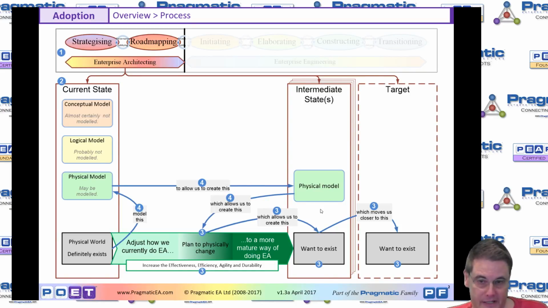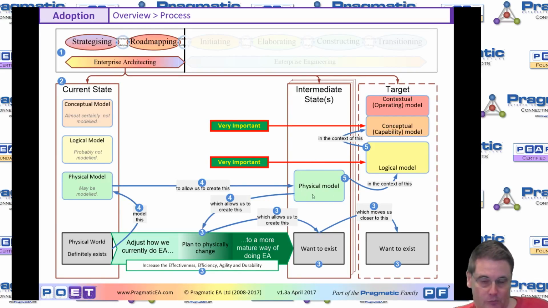Related to our intermediate state. Now, obviously, that physical model has to be done in the context of the physical model of how we currently do it. So if that's not modeled, we need to model physically how we currently do EA, so then we can figure out how that needs to change going forward. Getting the physical model will then allow us to create a physical plan to change how we're actually doing enterprise architecture.